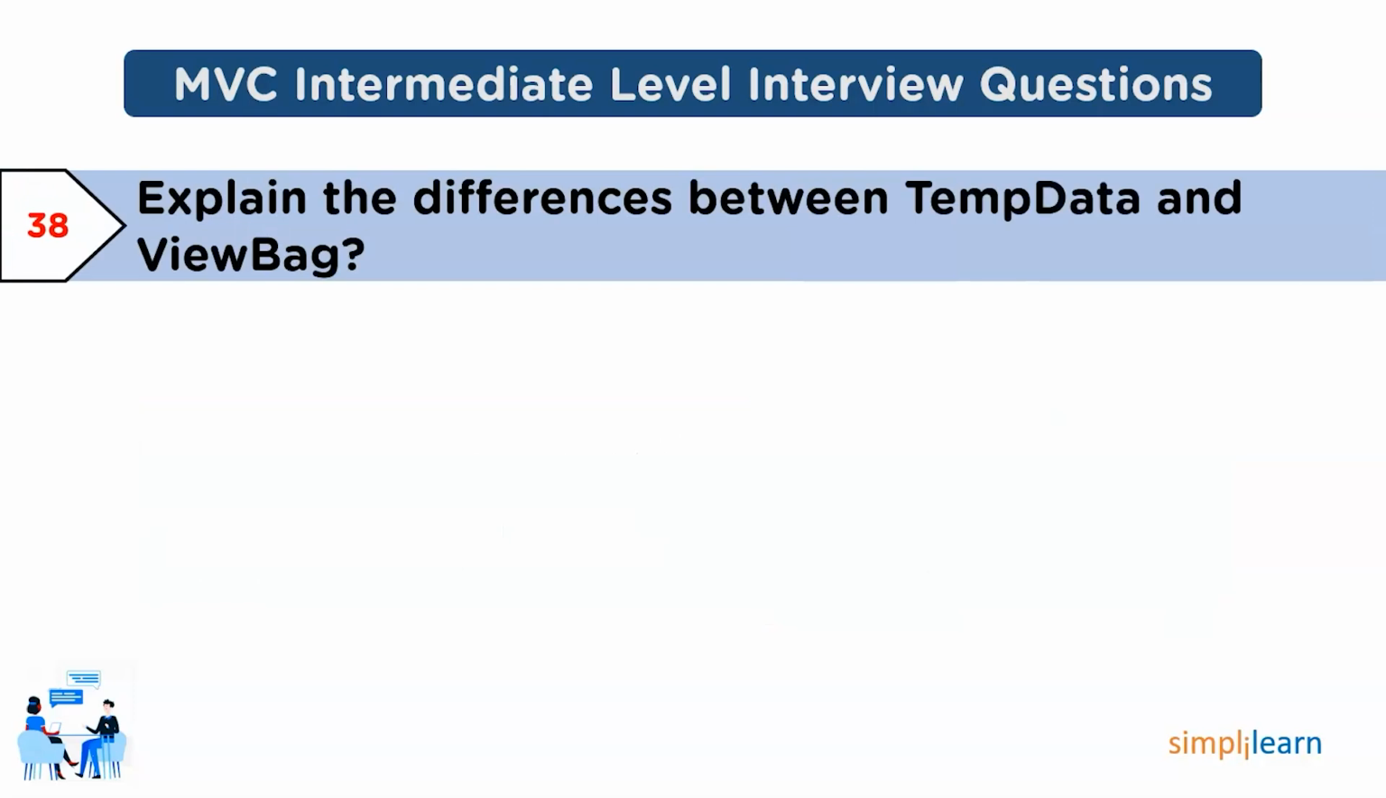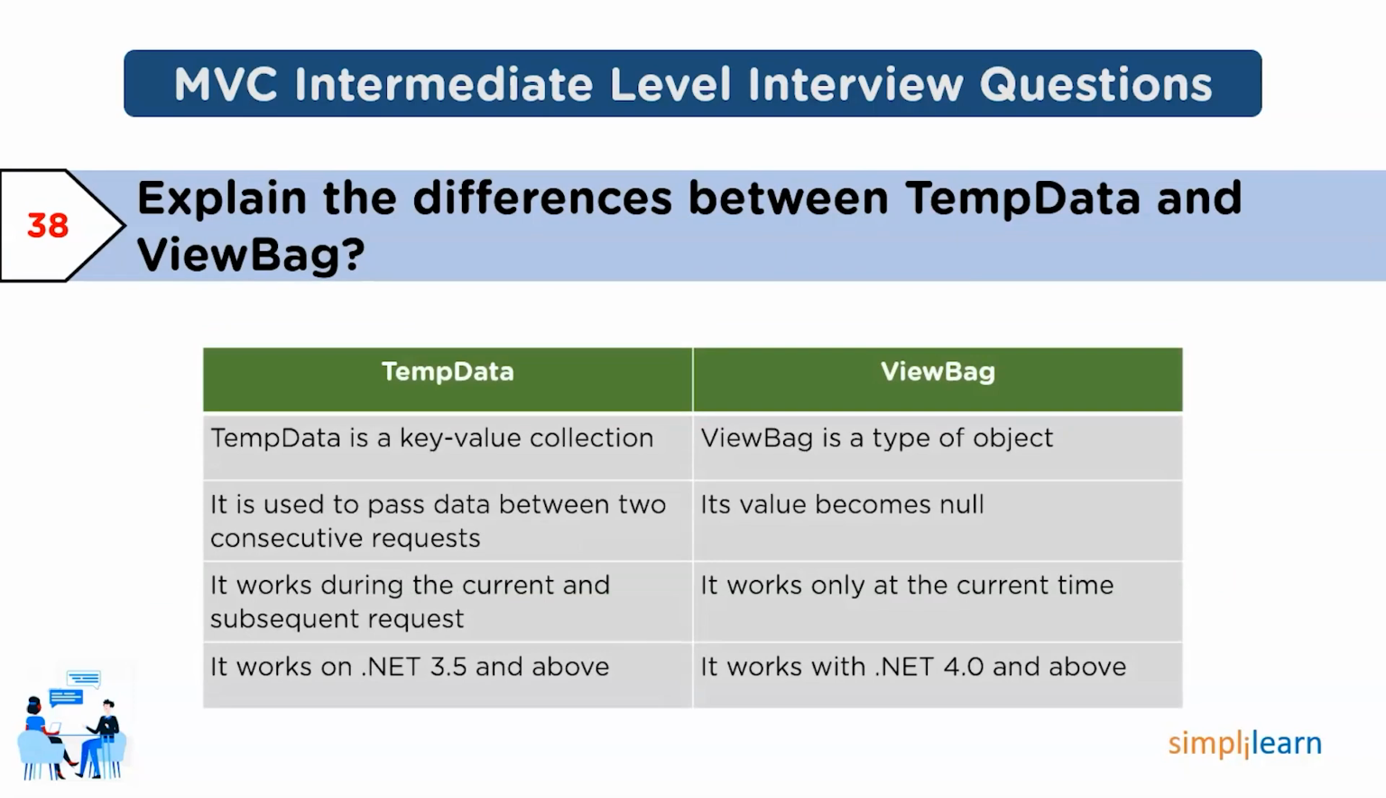Explain the difference between temp data and view bag. Temp data is a key value collection, whereas view bag is a type of object. Temp data is used to pass data between two consecutive requests. View bag values become null. Temp data works during the current and subsequent request. View bag works only at the current time.